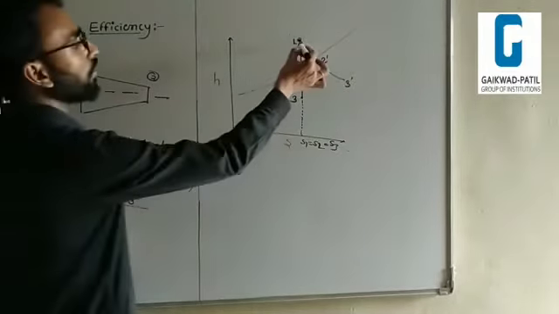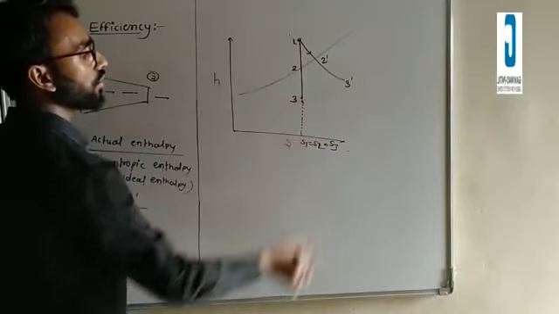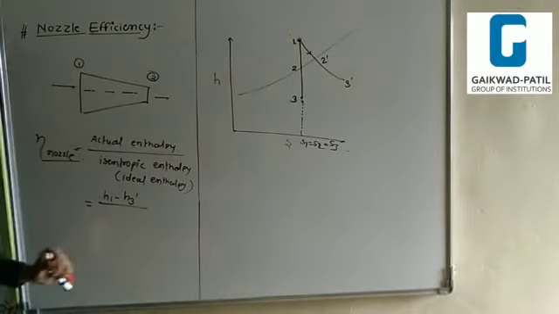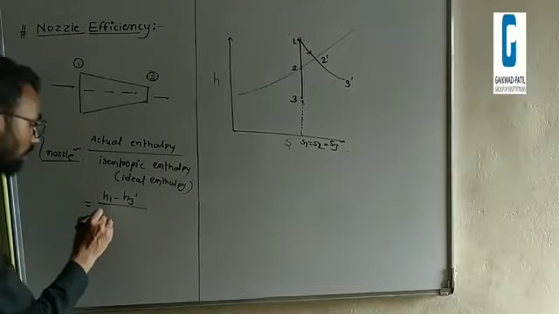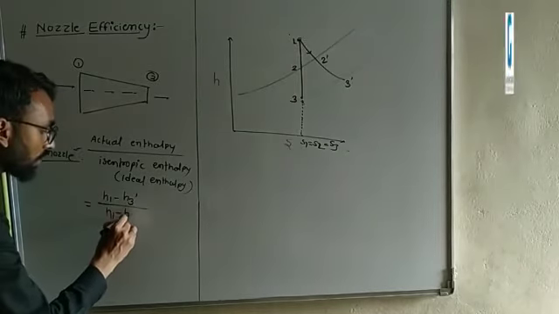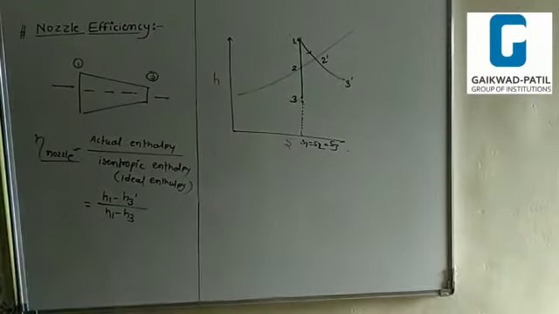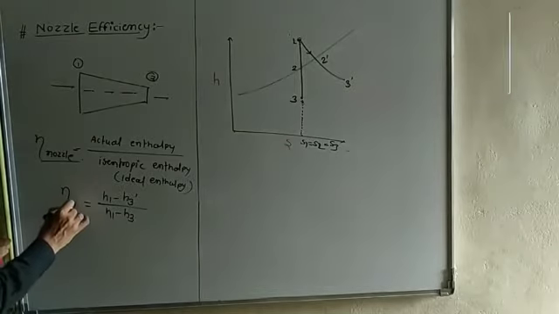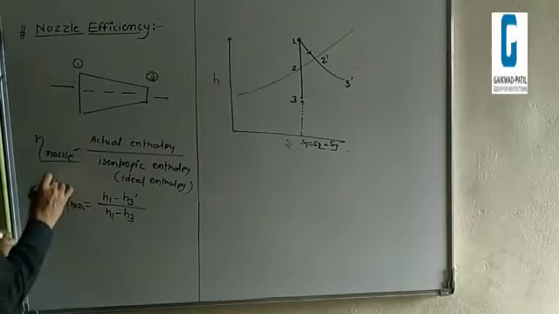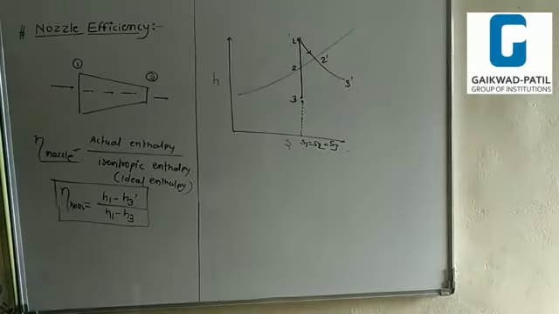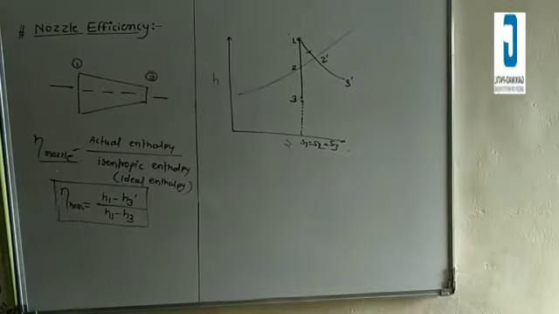And 1 to 3 is isentropic, that means entropy will be constant. This one is H1 minus H3, like this. This is the efficiency of the nozzle. This is a very important formula for the efficiency of the nozzle.